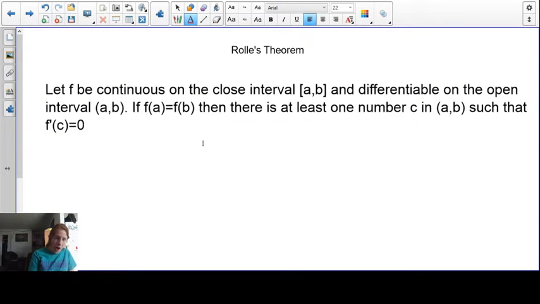So if I plug in both my 2 endpoints and I see that they're exactly the same, then someplace in there's going to be either a minimum or a maximum. And when that happens at either the minimum or the maximum, we're going to have that horizontal tangent line, and we're going to set it equal to 0 and just find that c. And then we're going to find that x value.